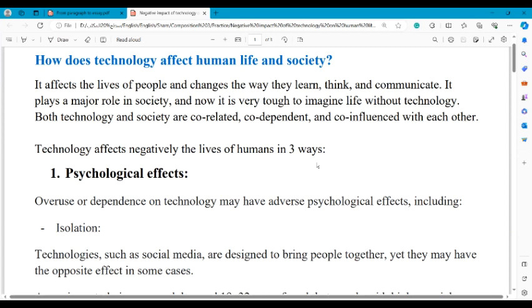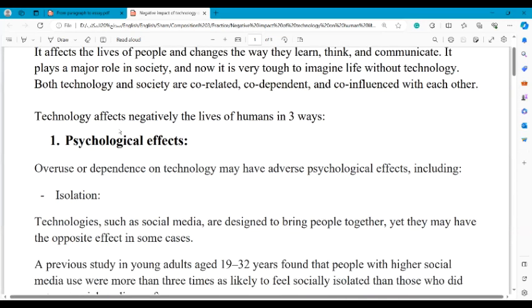So in this topic I will talk about the effects of technology on human life and society. I will persuade you as readers by my point of view. At the same time, I will show you the negative effects of technology on human life. So technology negatively affects the lives of humans in three ways.